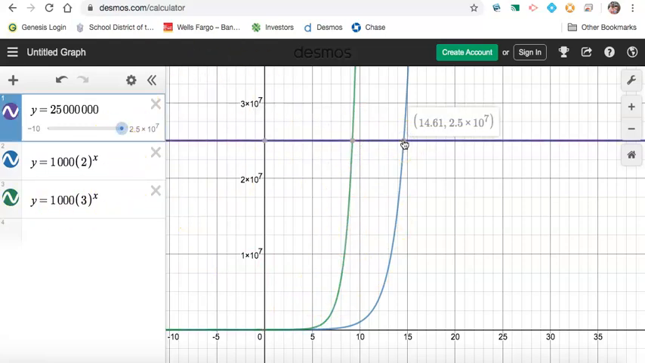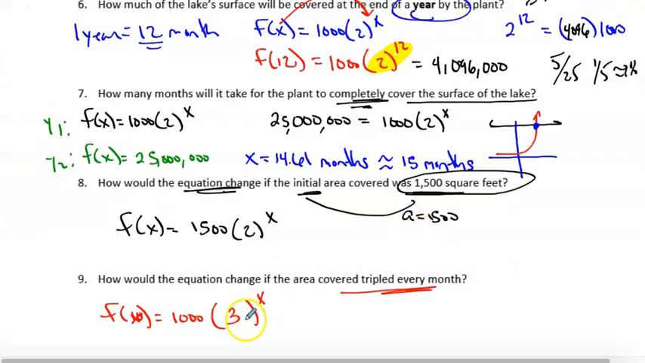So if it was doubling, it takes about 14.61 months to cover 25 million. If it was at a triple rate, it'd take only about 9.2 months to cover 25 million square feet of Lake Victoria. So a good amount of difference there. And that's how the graphs will look a little different if you were tripling versus doubling. All right, so that covers 3.2 Killer Plant Strikes Lake Victoria.